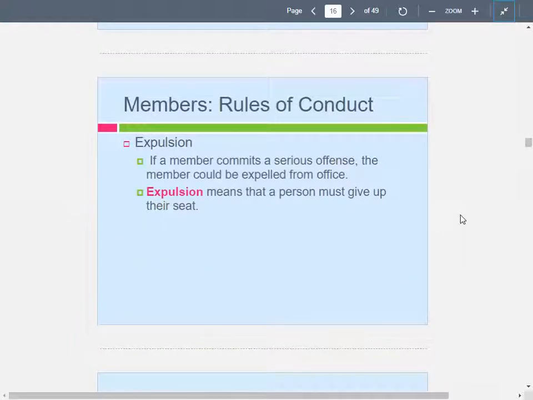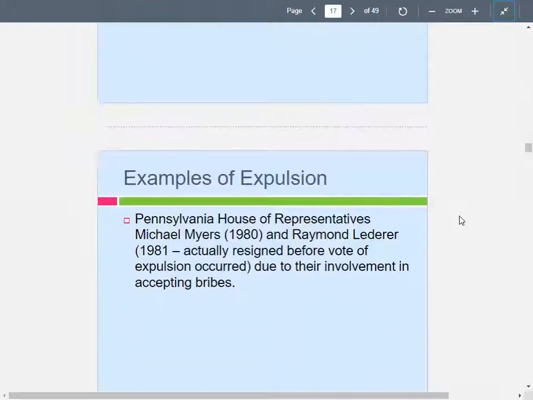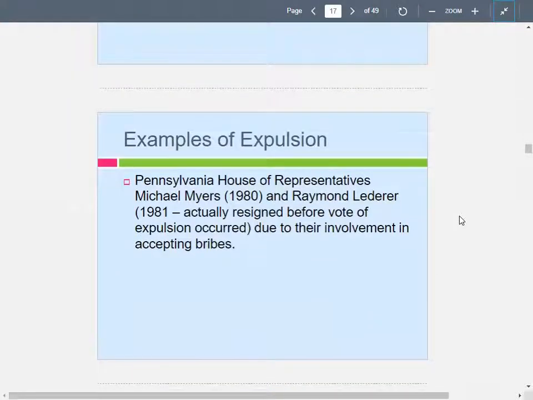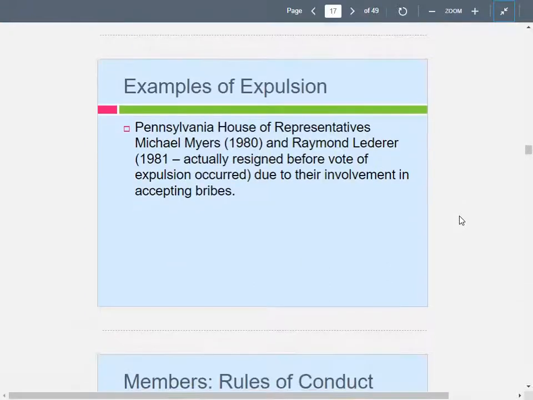If a member commits a serious offense, the member could be expelled from office. Expulsion means that a person must give up their seat. Examples of expulsion, in the Pennsylvania House of Representatives, Michael Myers in 1980 and Raymond Lederer in 1981 were expelled due to their involvement in accepting bribes.